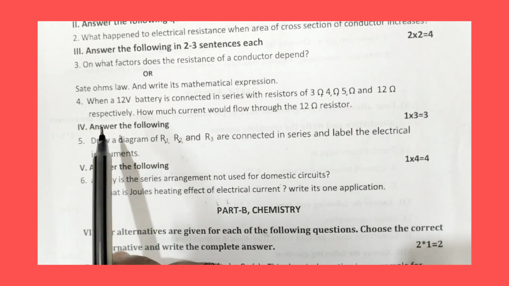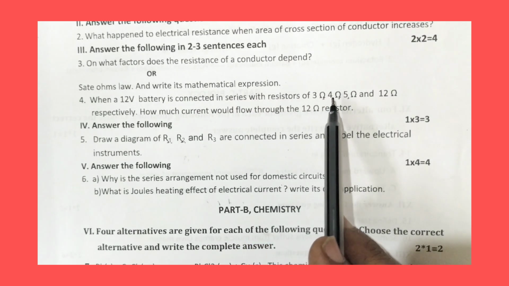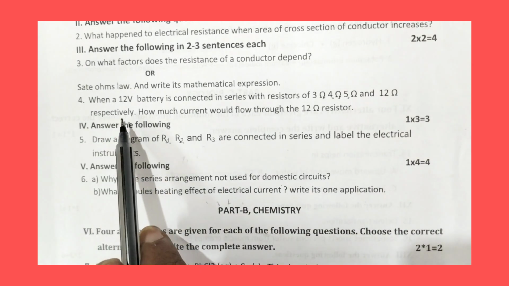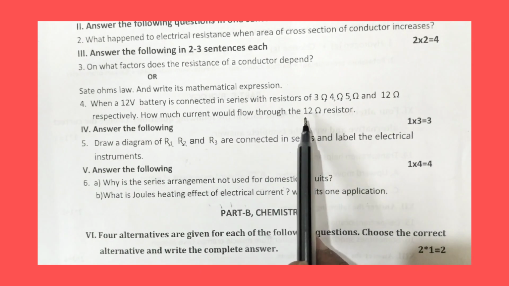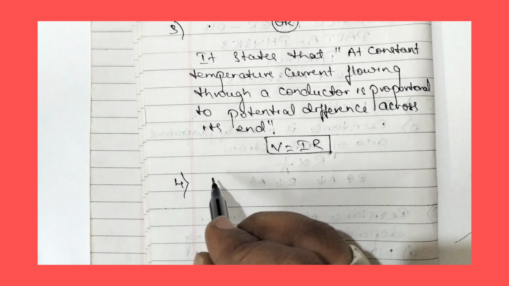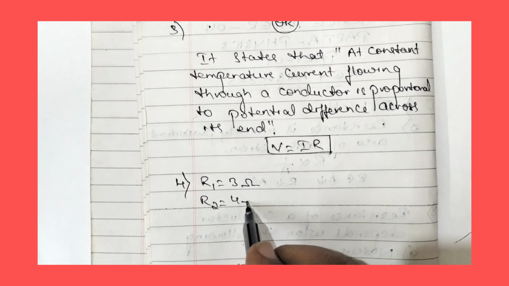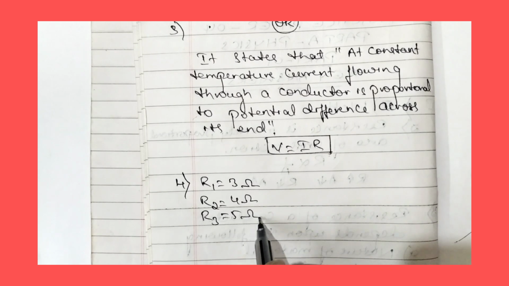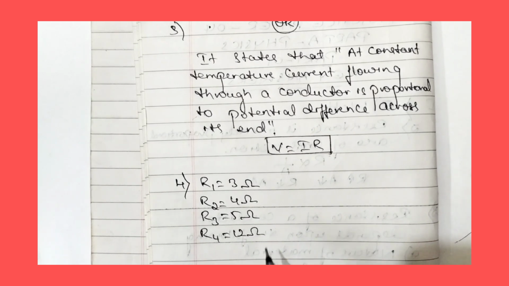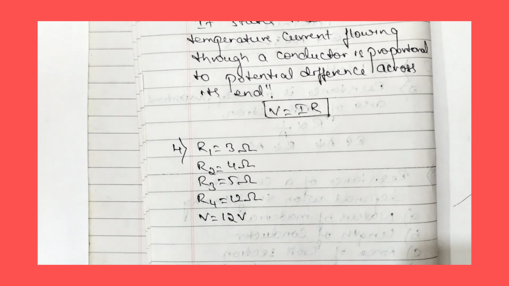In question number 4 they have given: when a 12 volt battery is connected in series with resistors of 3 ohm, 4 ohm, 5 ohm and 12 ohm respectively, how much current would flow through the 12 ohm resistor? So R1 is given as 3 ohm, R2 is 4 ohm, R3 is 5 ohm and R4 is 12 ohm. These are connected in series to a battery of 12 volts. So voltage is 12 volts. Now we have to find out how much current is flowing through the 12 ohm resistor.